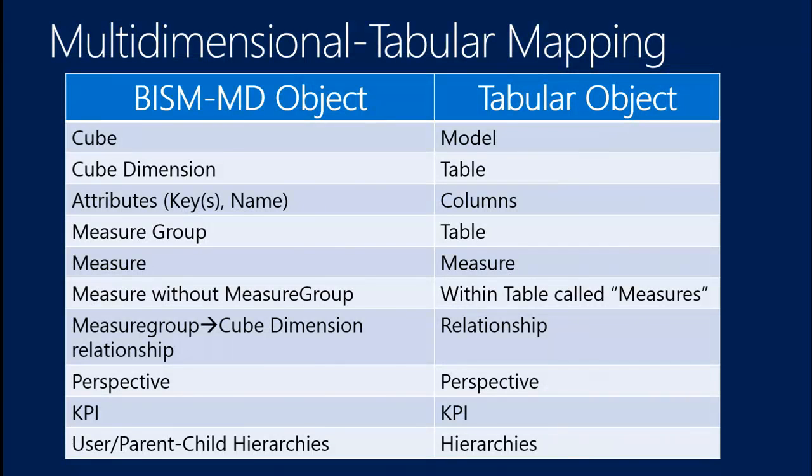The measure group to cube dimension relationship is just called a relationship. So you see we tried to make everything go back into the tabular model world, where we have just tables and relationships. Nothing else, no measure groups, none of those things. We still have perspectives. KPIs are still KPIs. User hierarchies and parent-child hierarchies are going to be translated to just hierarchies. So we do support the parent-child hierarchies that are there today in the multidimensional world, and they don't exist in the tabular model in the same self-referencing way as in the multidimensional world.